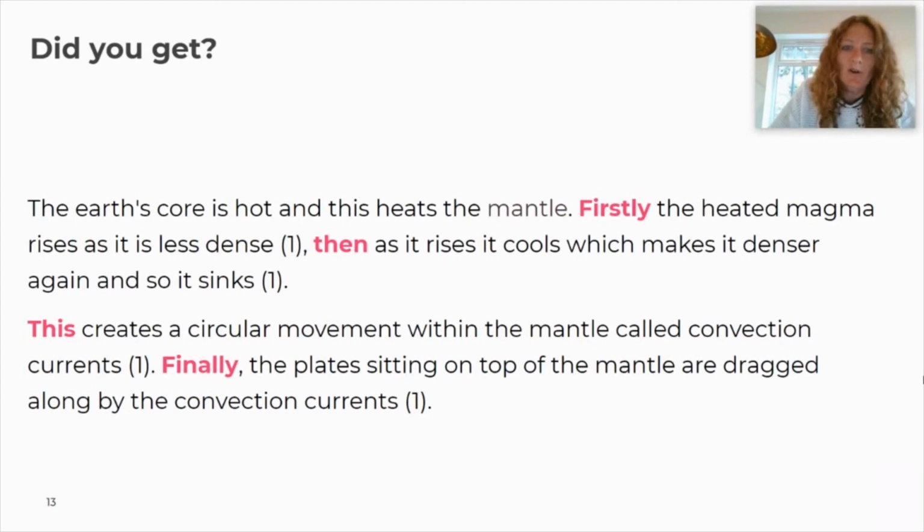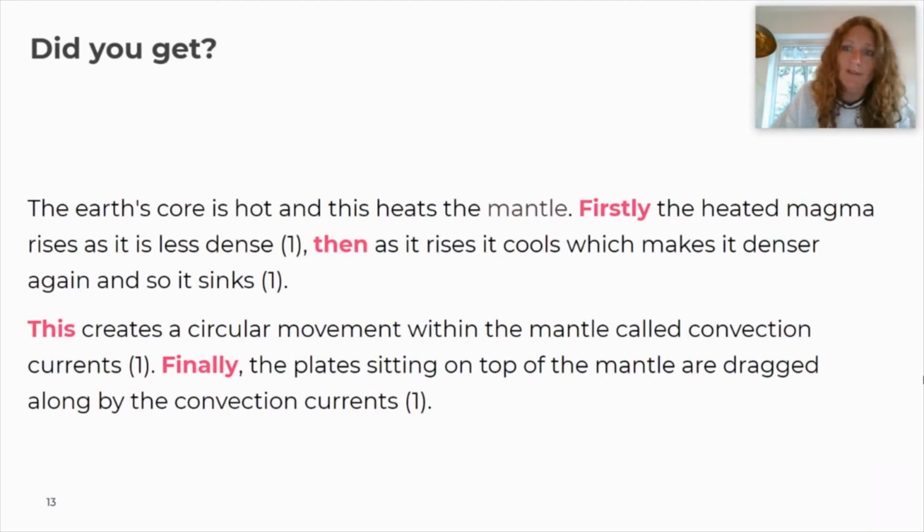So the Earth's core is hot and heats the mantle. And then look, there's my first of those timestamps. Firstly, the heated magma rises as it is less dense. Then, as it rises, it cools, which makes it denser again, and so it sinks. This creates a circular movement within the mantle called convection currents. Finally, the plates sitting on top of the mantle are dragged along by the convection currents. So nice and simple. I literally used my diagram that I created, but I made sure that I use those timestamps because then it shows that I understand the order in which a process takes place.